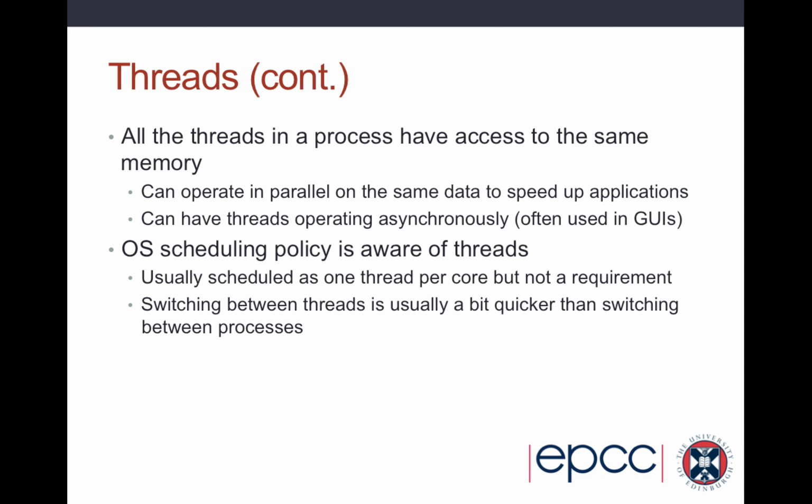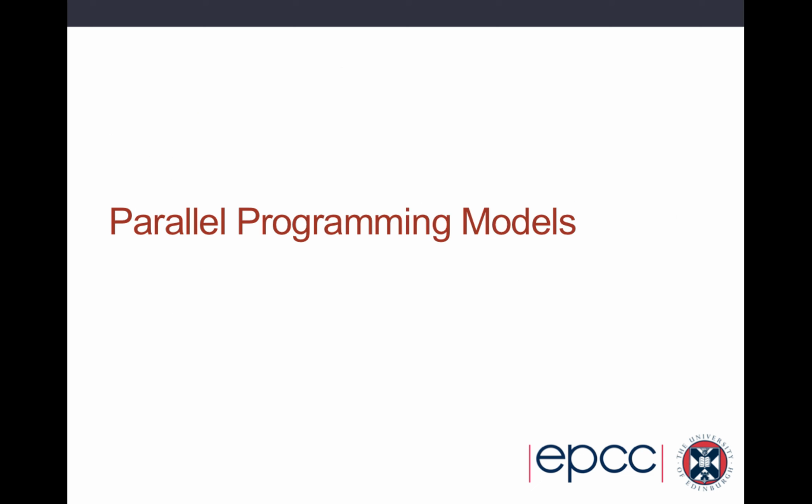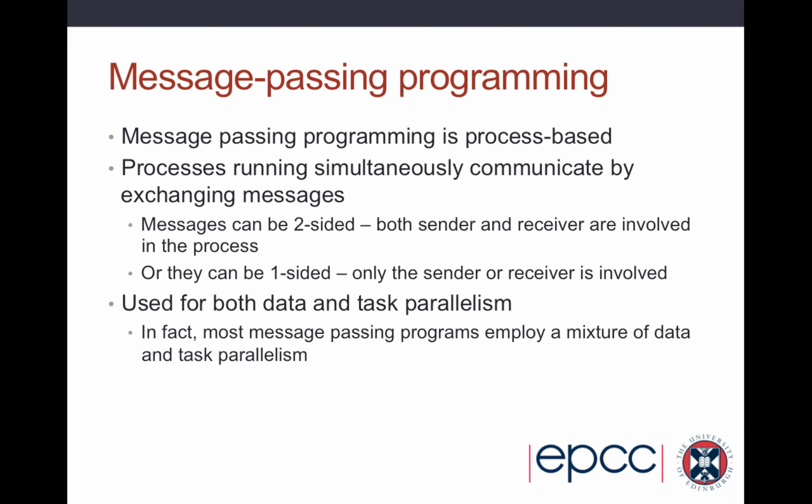So armed with this concept of a process which has its own memory, which other people can't access, and threads which share memory, we can now construct some parallel programming models. The first one I'm going to talk about is the one that's most widely used, probably in 80% of programs that run on HPC machines, and this is a message passing programming model. So the message passing programming model is process based. So processes run simultaneously, fine, on multiple cores on our HPC machine, and they communicate by exchanging messages.